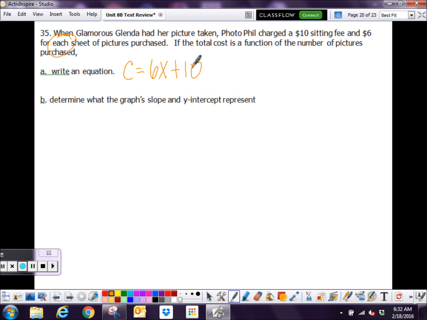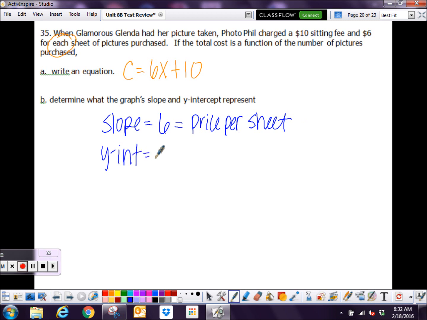Determine what the graph's slope and y-intercept represents. So the slope here, what is our slope? Our slope is 6. What does that represent? That's the price per sheet. Slope is always what's happening each time, or per. Your y-intercept, that's always the start. If you can remember that your y-intercept is the starting point, you'll always get those answers right. Y-intercept is the start. So the start here is 10 because that's the sitting fee. That's what they had to pay at the very beginning.